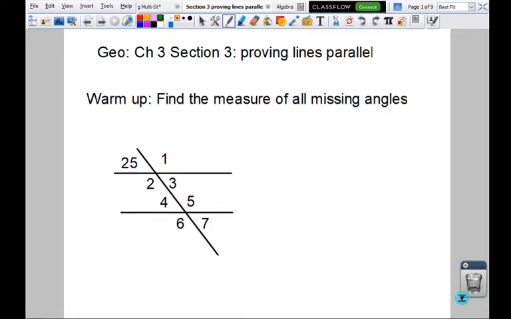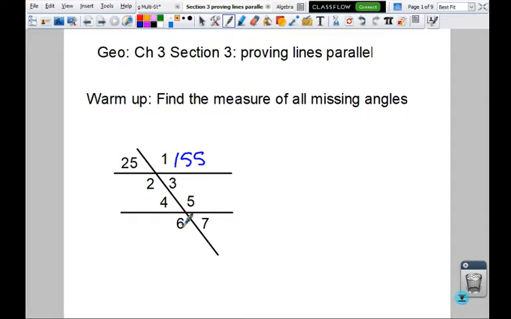So, for our warm-up, I'll have you tell me the degrees of each angle. To start us off, let's go with somebody random. Alright, Joseph, what's angle 1? Yep, 155. Alright, let's keep going through.